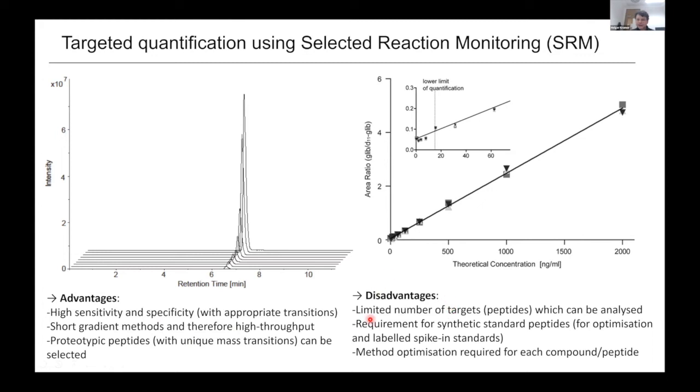Now, in terms of the disadvantage of this approach, we need standard peptides to be able to build an assay like this. So we actually need to order the corresponding synthetic standard peptides, and it is advisable to optimize the acquisition parameters so that we have maximal sensitivity for this approach. And then on top of that, we also want labeled standard peptides we can spike into the sample to take into account any changes in sensitivity due to other components that may be present in the sample.